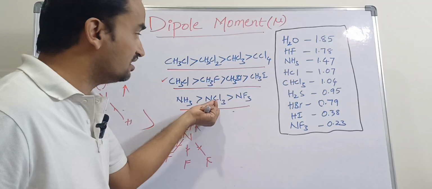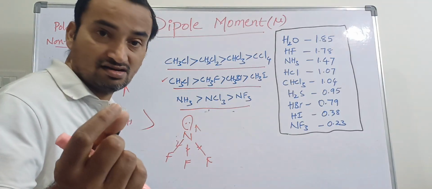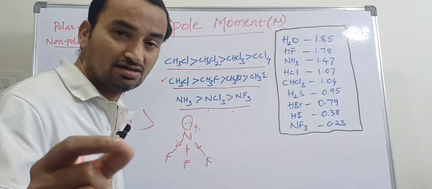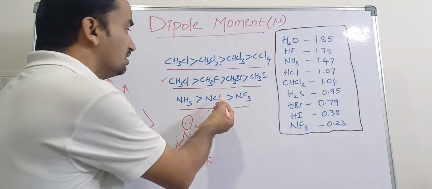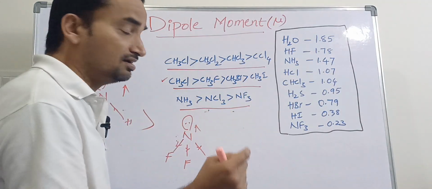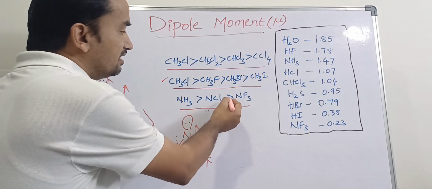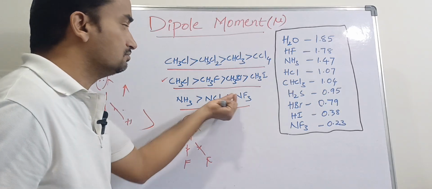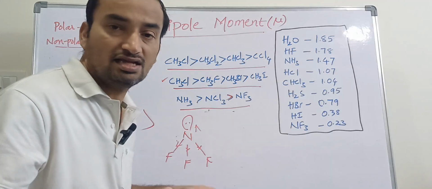But why NCl3? Again the same reason: because of the high electronegativity of fluorine, and because of its smaller size, the bond length will be shorter. So automatically, the dipole moment of NCl3 is more than that of NF3.